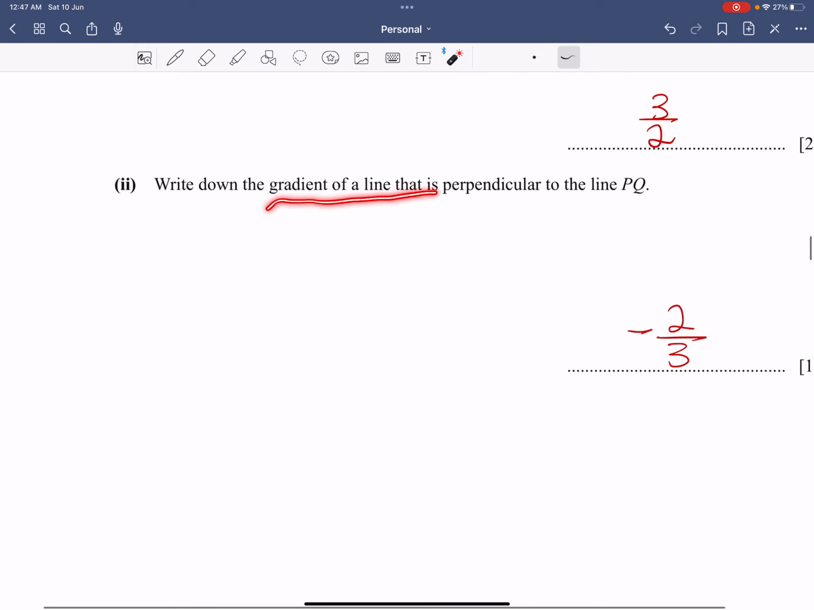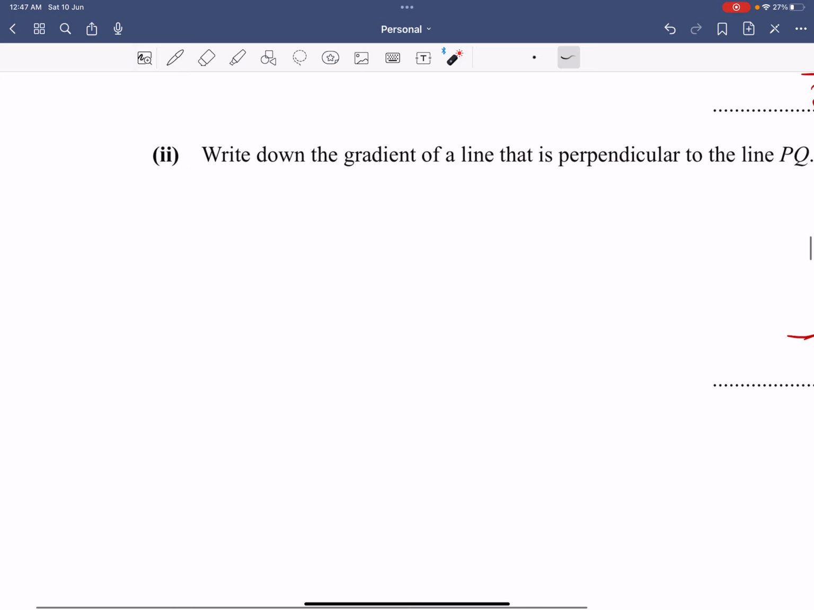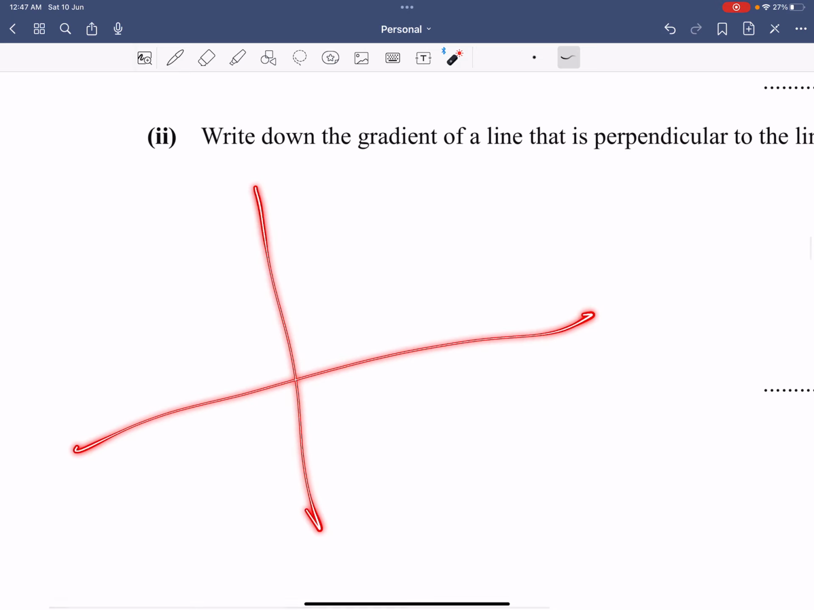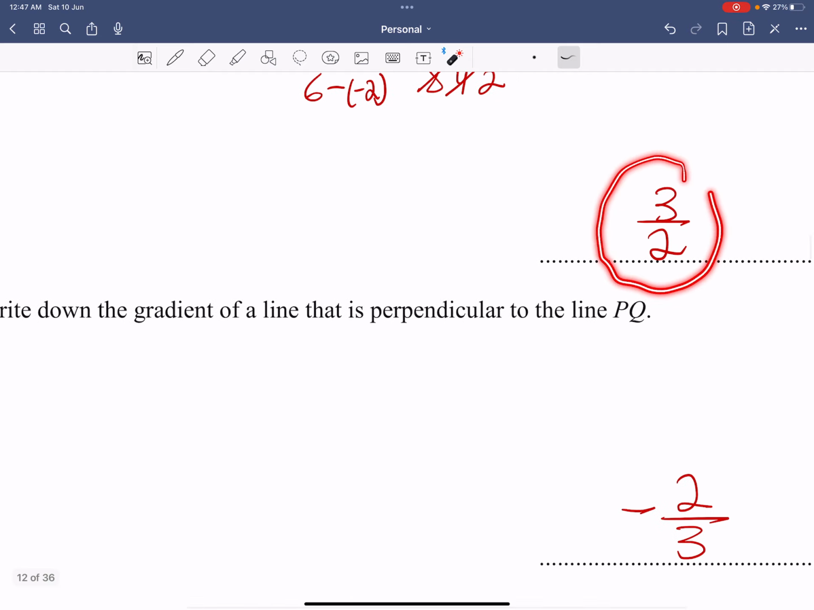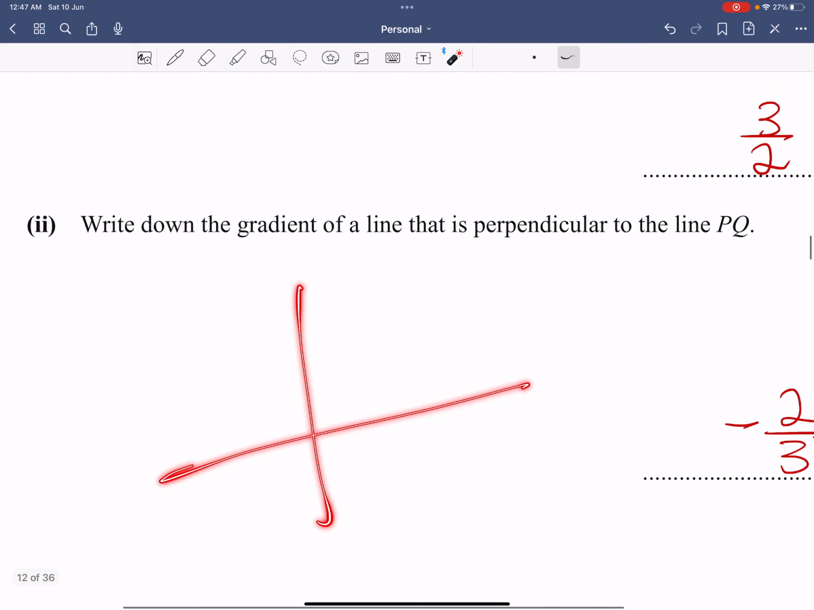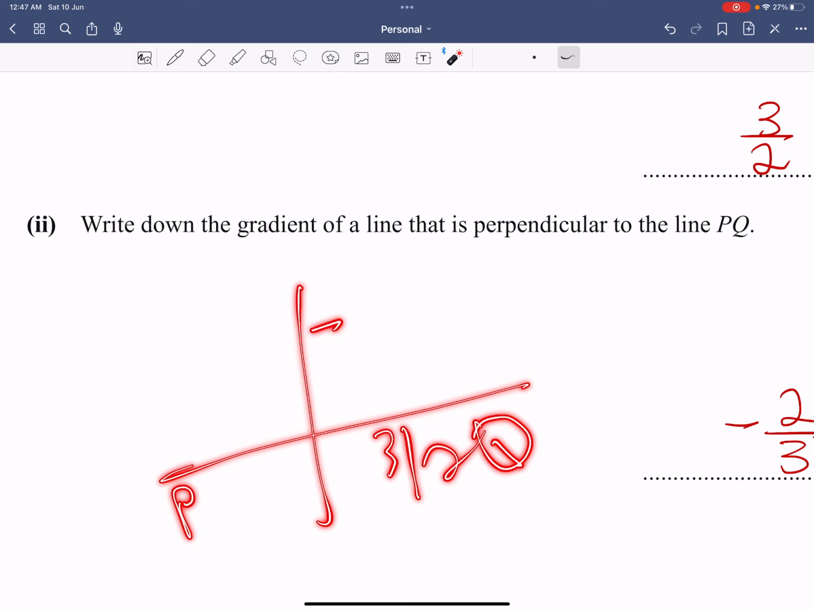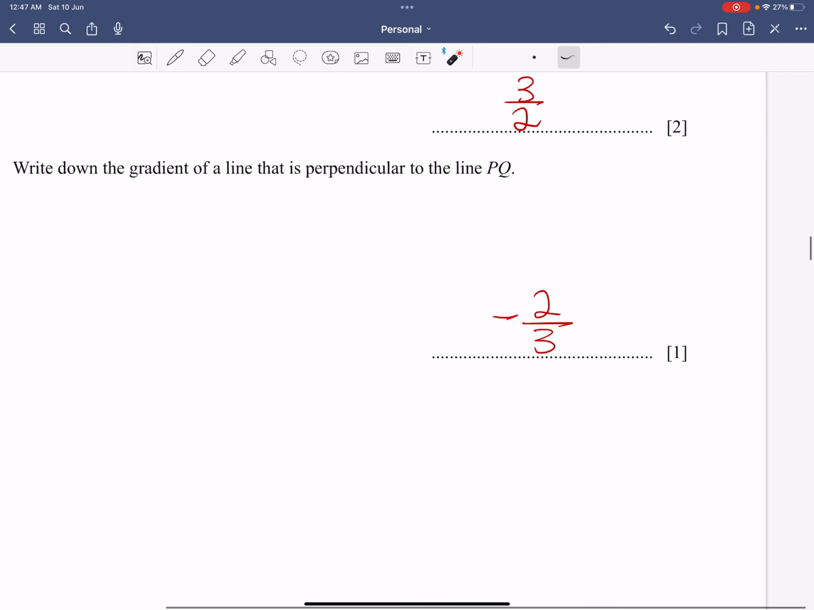Now write down the gradient of the line that is perpendicular to the line PQ. Whenever you find the gradient of a perpendicular line, the gradient is always the negative reciprocal. So if a gradient is 2, the gradient of the perpendicular line will be minus 1 upon 2. Since we found the gradient of line PQ as 3 upon 2, the negative reciprocal of 3 upon 2 is minus 2 upon 3. So this will be our answer.